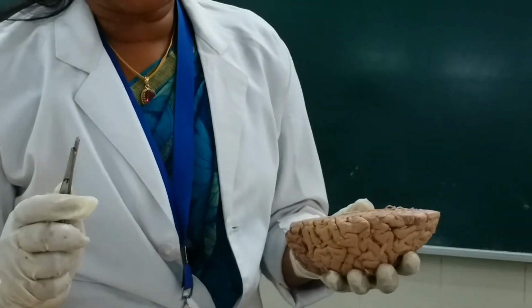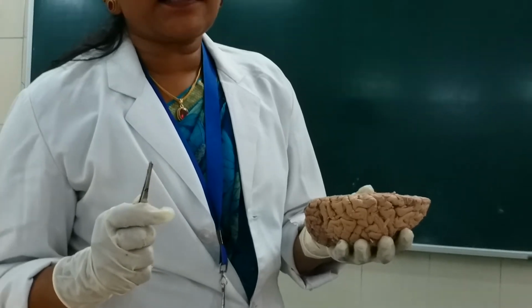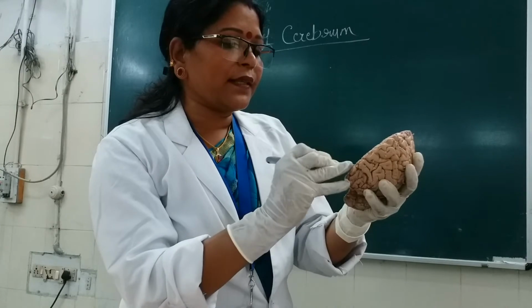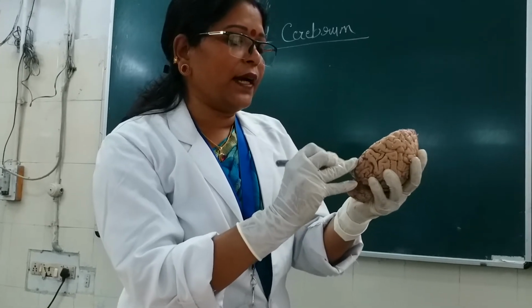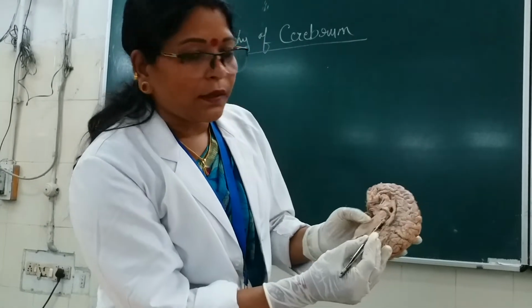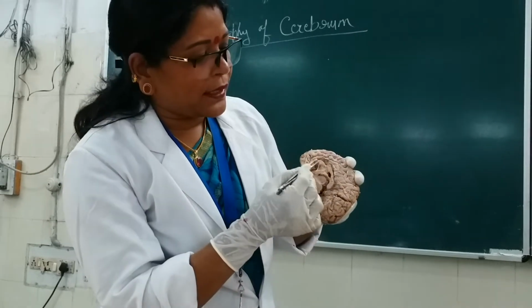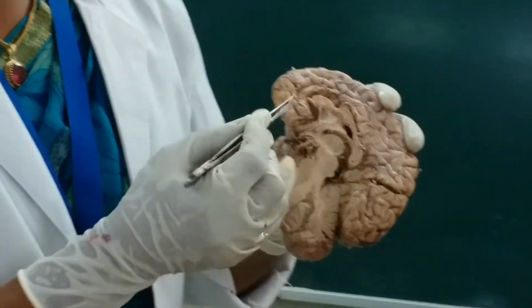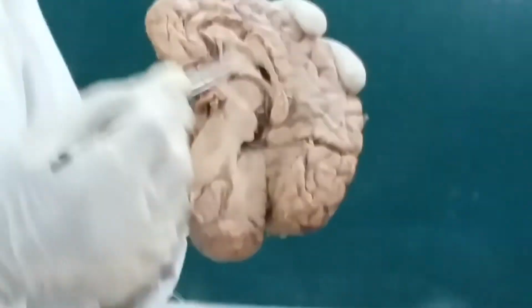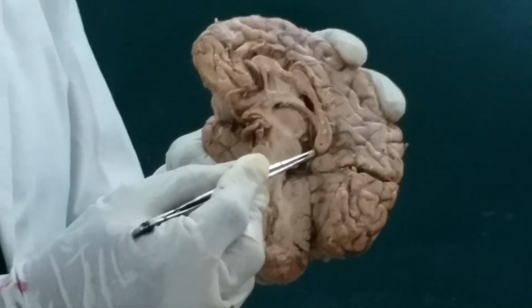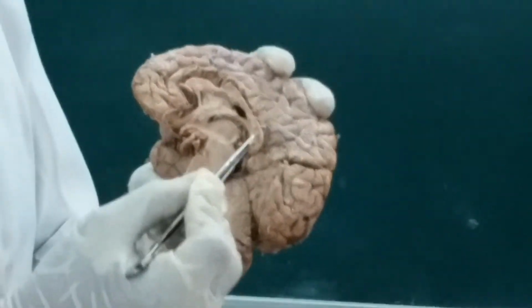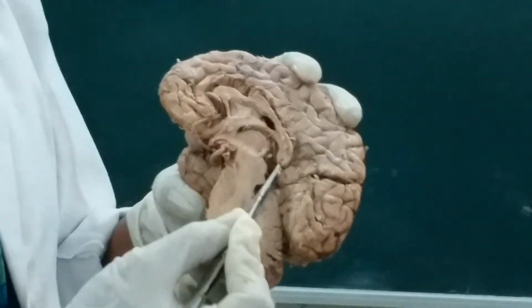A very important sulcus that you know, which sulcus? Calcarine sulcus. Where you will get this calcarine sulcus? Anyone? Can you identify this C-shaped structure on the medial surface? Yes or no? This is the C-shaped structure on the medial surface. This is the corpus callosum, and the posterior aspect of that is known as the splenium.